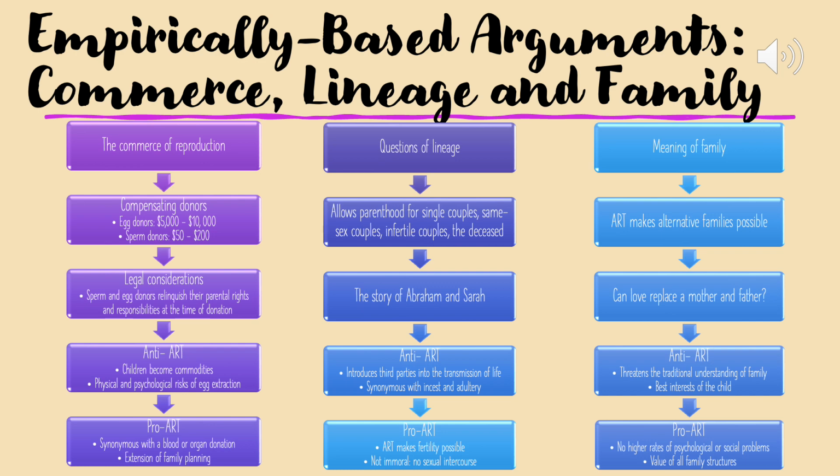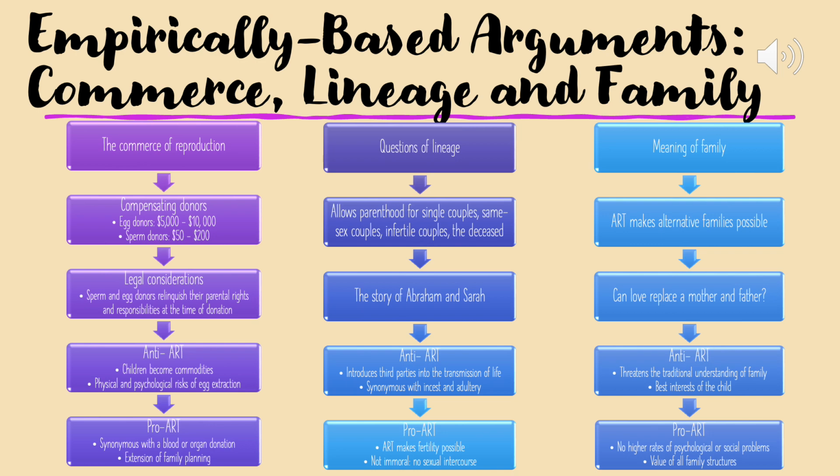The empirical arguments around assisted reproductive technology generally relate to their near and long-term impact on how we view reproduction, lineage, and the meaning of family. Another concern involves the well-being of the offspring created through ART. Driving opinions in all of these areas are strong feelings about the commerce of reproduction.